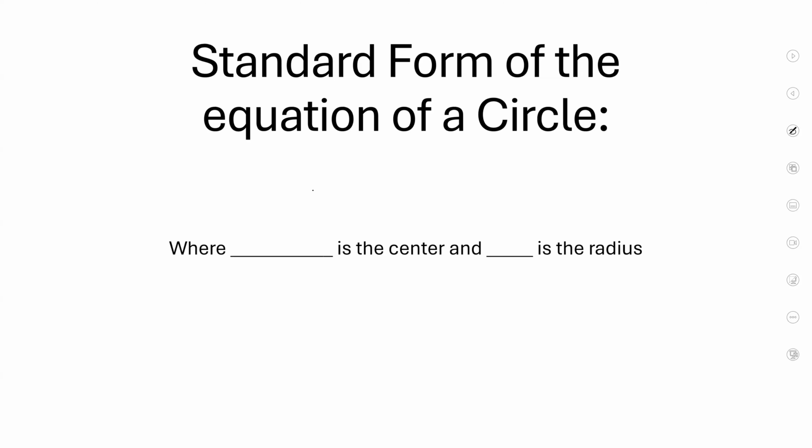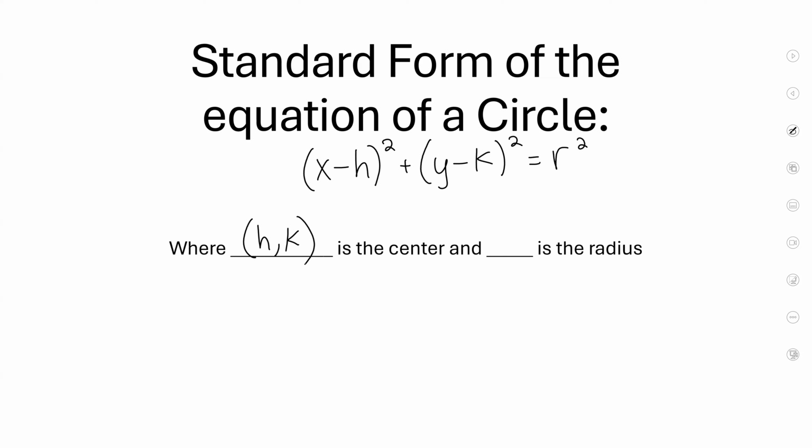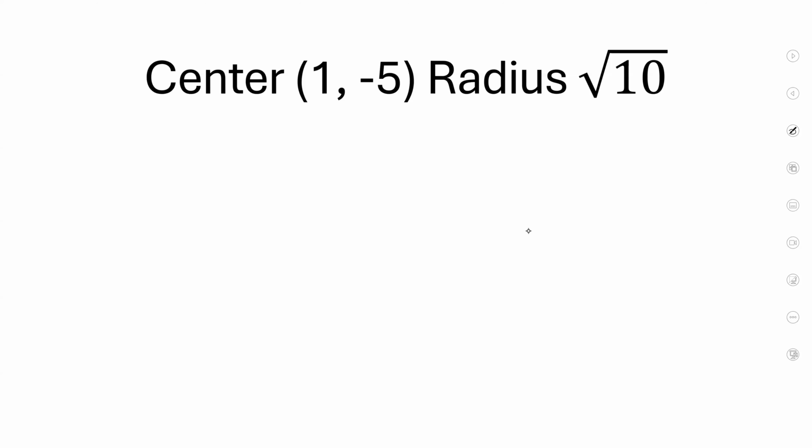This is the standard equation of a circle, where (h, k) is the center of the circle and r is the radius. So with this one, this is your h value and this is k. So this is the equation.